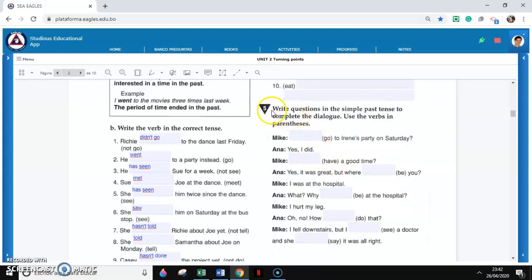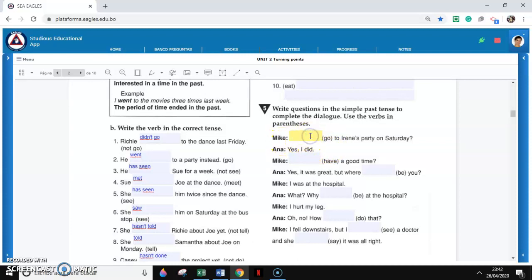Number 5. Let's have a look at number 5. Write questions in the simple past tense to complete the dialogue. Use the verbs in parentheses. So what we need to do here is change the verbs in parentheses to the past simple tense, which is very easy. I will help you with number 1.